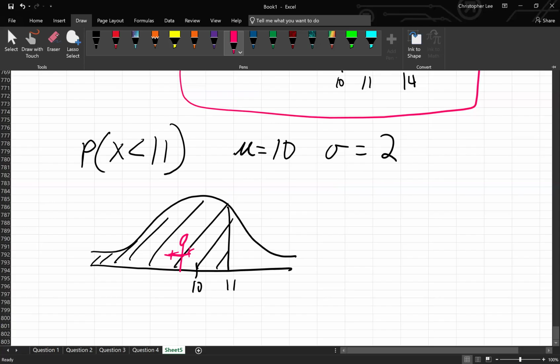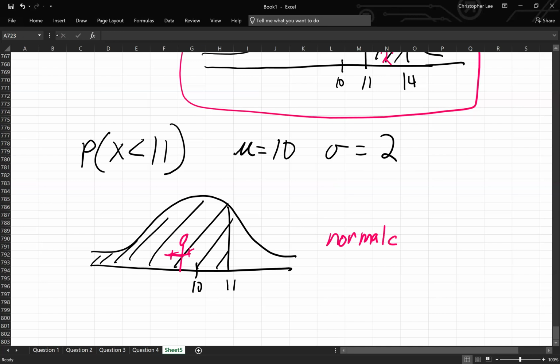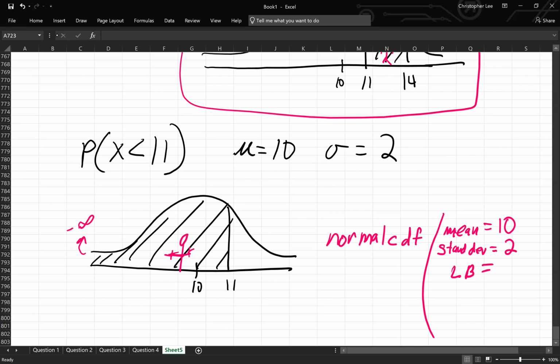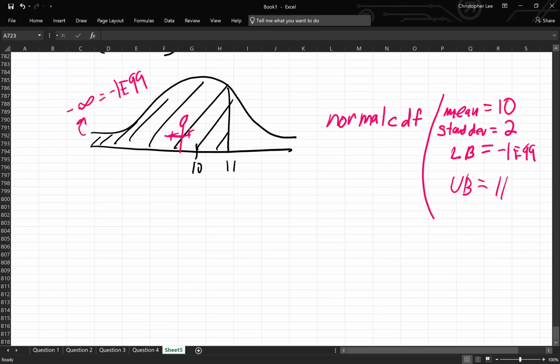In my calculator, what am I going to do? I'm going to do normal CDF, where my mean is 10 and my standard deviation is 2, but my lower bound is what? This right here is called negative infinity. In your calculator, negative infinity is written as -1E99. So that was already written there before. So you're just going to do -1E99. And then now my area extends all the way out to where? To 11. So my upper bound is 11. Then after that, you just click enter and give me the answer.